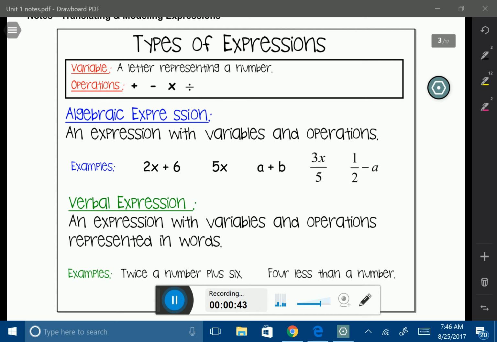So you'll see that I have examples for both types of expressions listed. For the algebraic expressions, we have examples like 2x plus 6. You'll notice that there's a variable in there. And 5x, you'll notice that there's a variable in there. And then for the verbal expressions, you'll see that under our examples, we have words: twice a number plus 6, or 4 less than a number. And what we're going to be doing today is translating back and forth between the two.